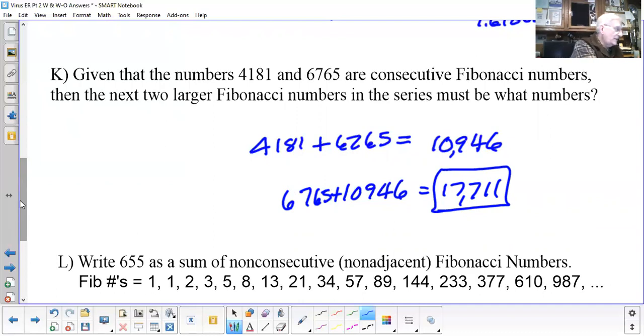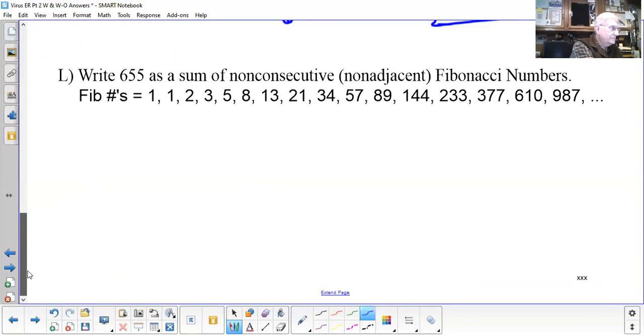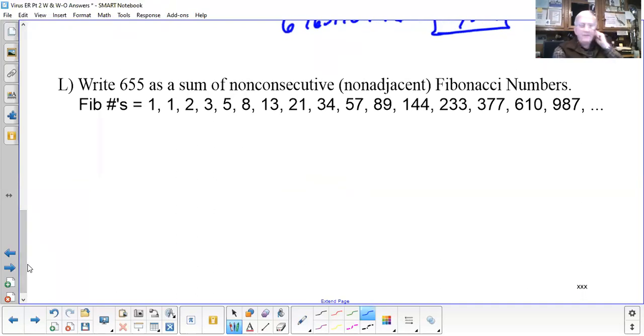Okay, let's take a look at question L. Write 655 as the sum of non-consecutive, non-adjacent Fibonacci numbers. Now if you recall, you're going to have to remember how to do this on the final. You want to find the closest Fibonacci number to 655 that is larger than it. And of course, as you can see from this list, that would be 987. So if I take 987, all right, that is equal to what number?